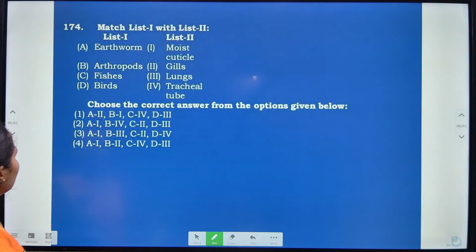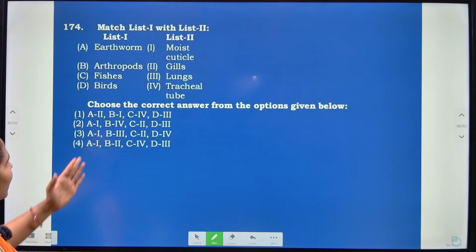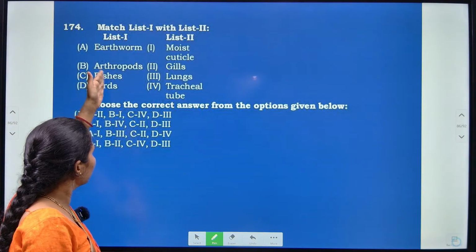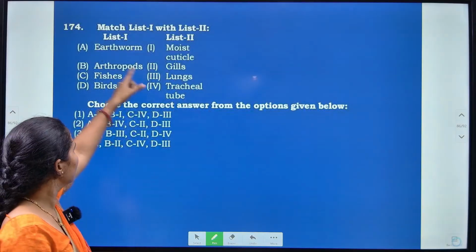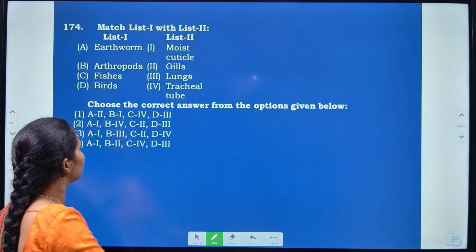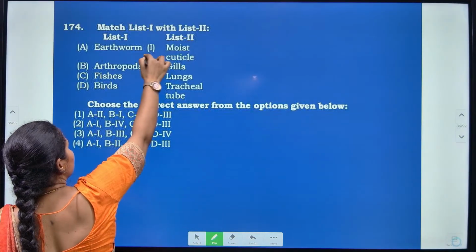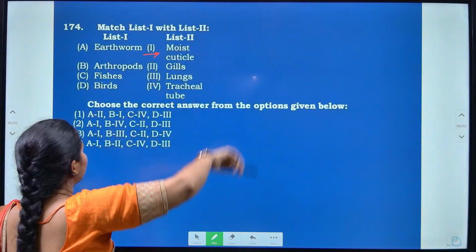Next. Match list 1 with list 2. They have given the organisms and the respective respiratory organs through which they respire. Earthworm is going to respire through the moist cuticle. Yes, the cuticle, that is the outer layer.